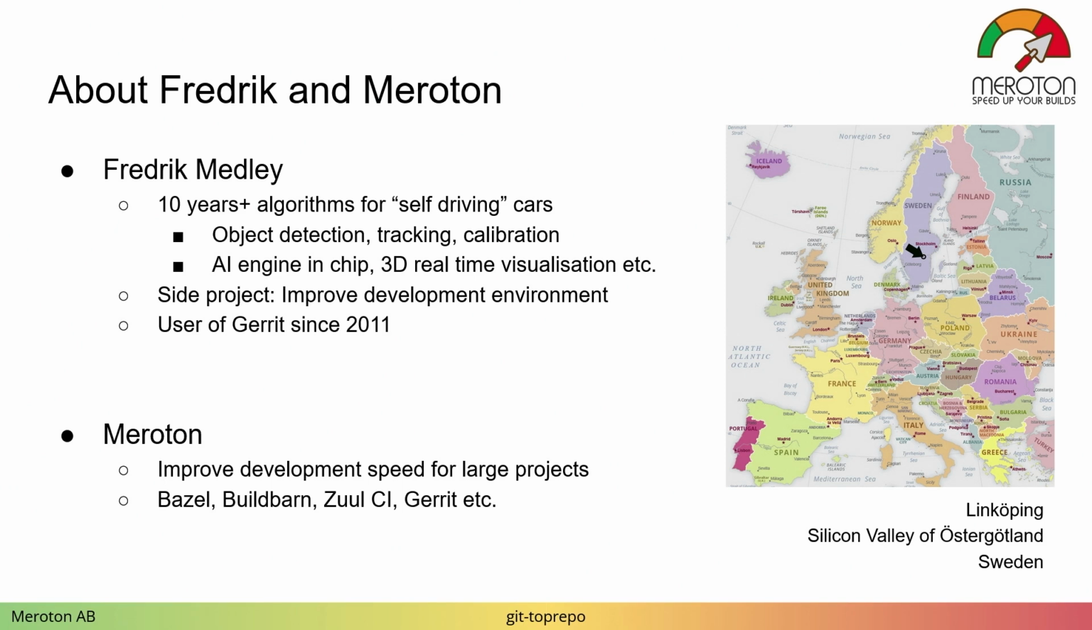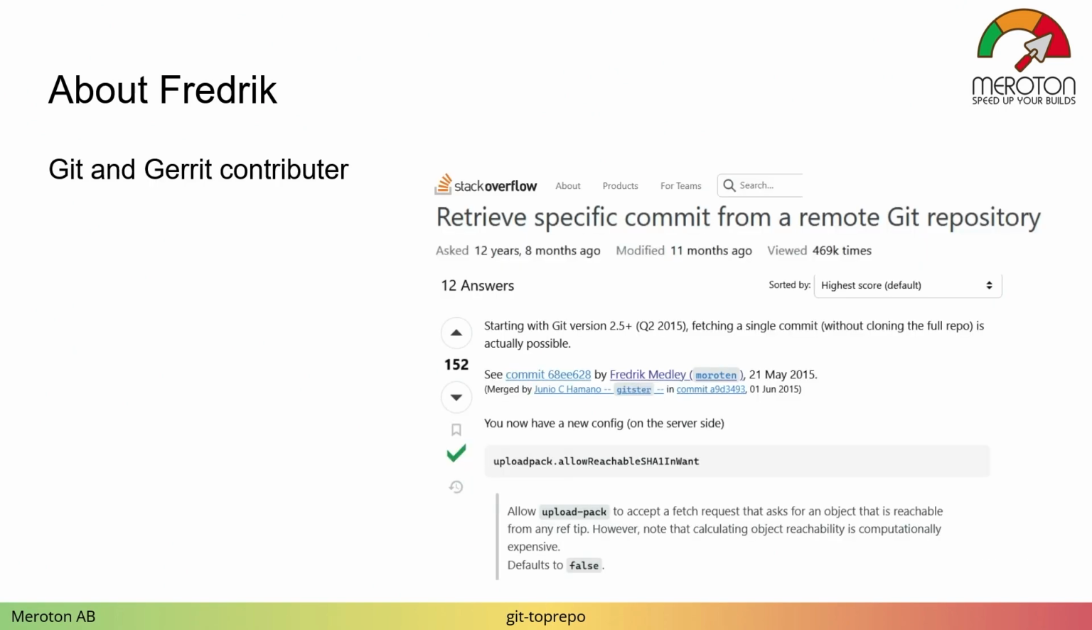I'm a Gerrit user since 2011. Yeah, let's see. And I also am a contributor, Gerrit, no, actually JGit, it should say, but there was a bump of the JGit submodule. But here we see the contribution I've done to Git, which is you can nowadays, since 2015, fetch a specific SHA-1 from Git, which wasn't possible before that.